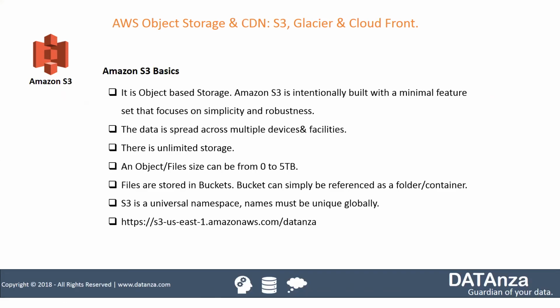So an availability zone is nothing but referred to as a data center, and it has multiple devices across multiple facilities. They say that there is unlimited storage. So what does it mean by unlimited storage? As we know, in one availability zone there are roughly about 80,000 servers, and roughly a lakh of storage servers that they are maintaining.